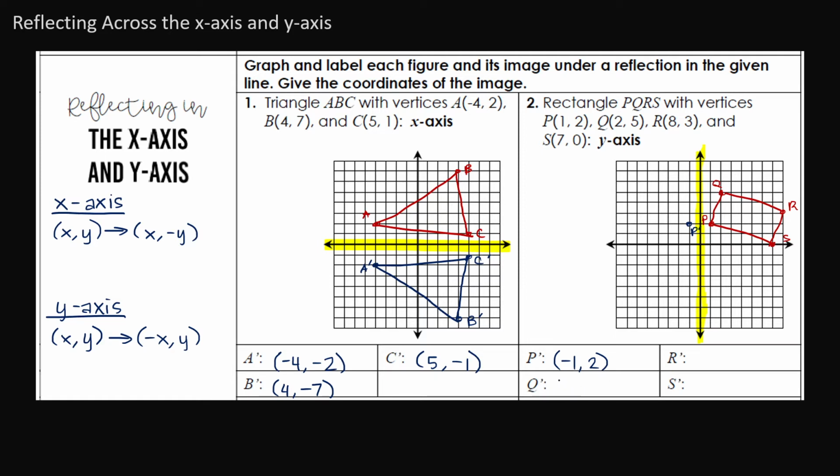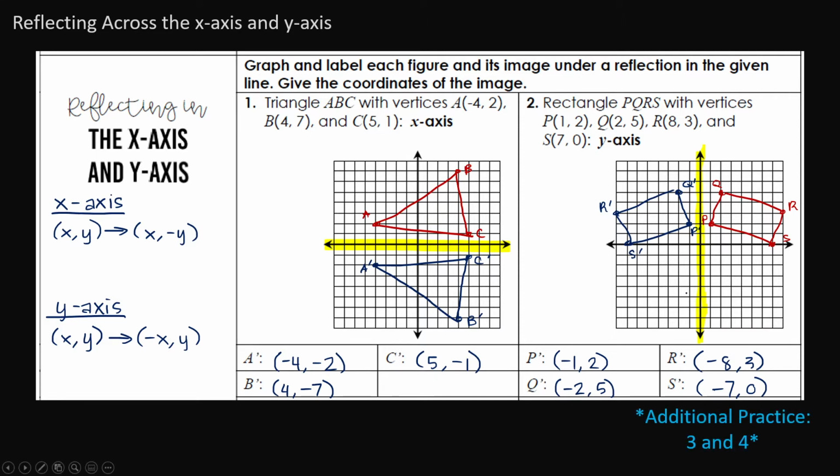Q was originally at (2, 5), so Q prime is at (-2, 5). Negative 2, and then up 5. Here's Q prime. R prime will be at (-8, 3). Negative 8, positive 3. And S prime is going to be at (-7, 0). Negative 7, 0. And here is our reflected rectangle.